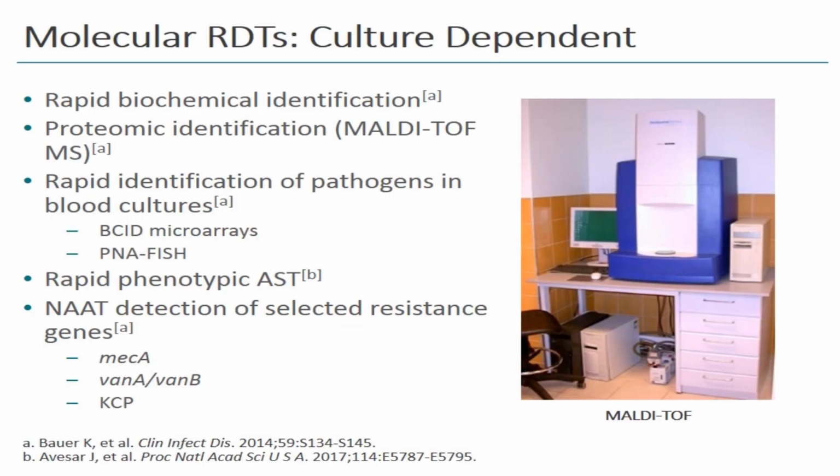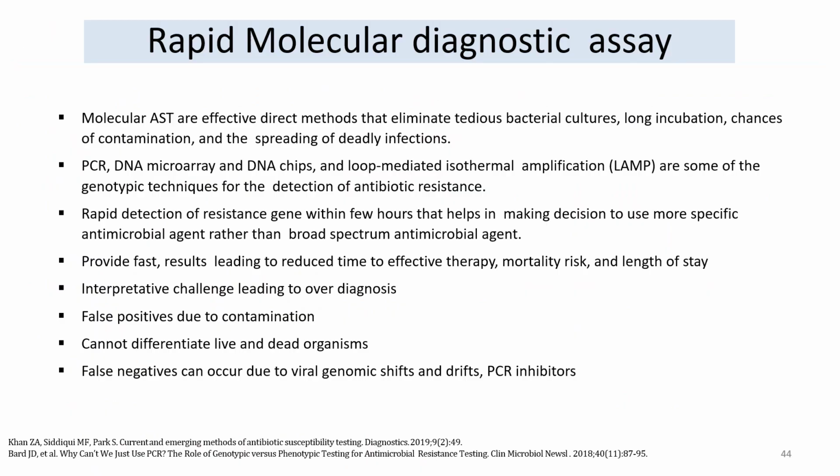Molecular rapid diagnostic tests like NAT, microarrays or FISH are available for the identification of organisms as well as gene detection like mecA, vanA, vanB, vanC. The issue with rapid molecular diagnosis is that there are few direct methods, but they eliminate cultures and longer incubations. It includes examples like PCR, microarray and DNA chips. Rapid detection is an advantage; it helps in quick decision making. However, it provides false results at times, leading to reduced time to effective therapy.